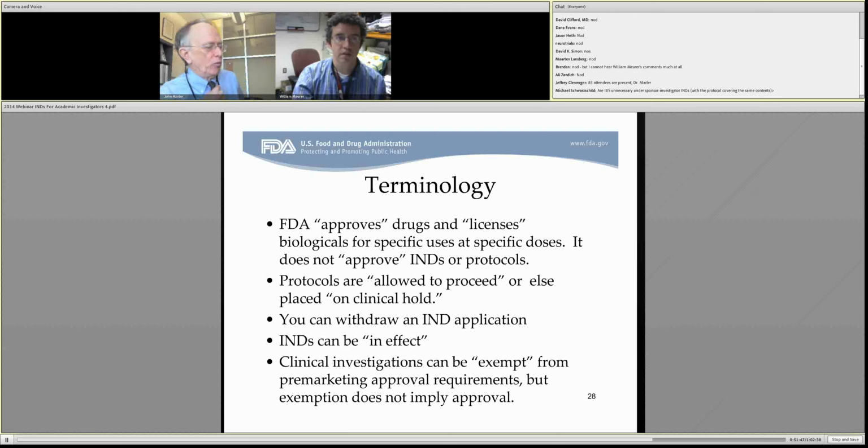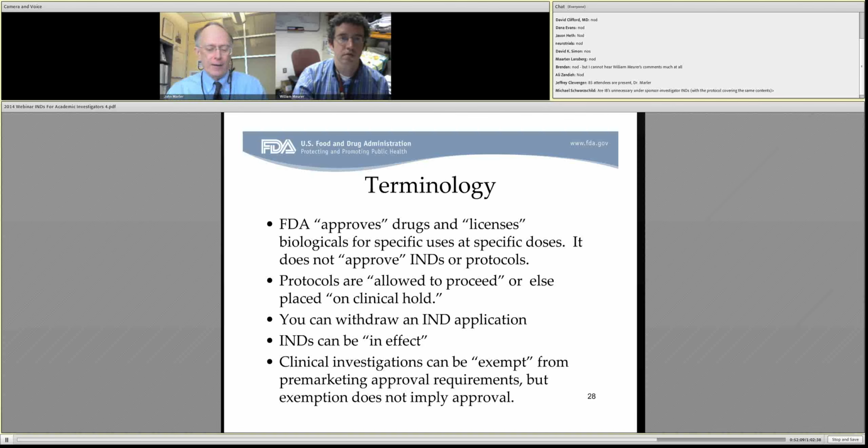Actually, we expect in the investigator brochure to see a lot more detail about the studies that have been done to justify the safety. A protocol is more likely to have a summary of it and a short summary of the mechanism of the drug.